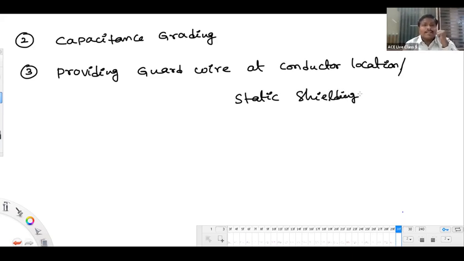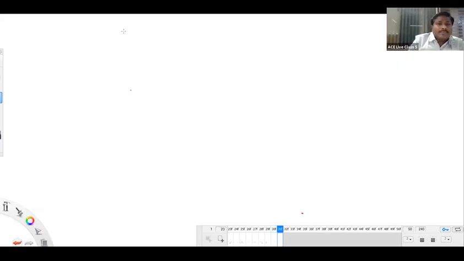Okay, let's discuss the second one, the capacitance grading technique, here. Next heading I am going to take up. The next method to improve the string efficiency: capacitance grading technique. Or you can call it grading the insulator units.